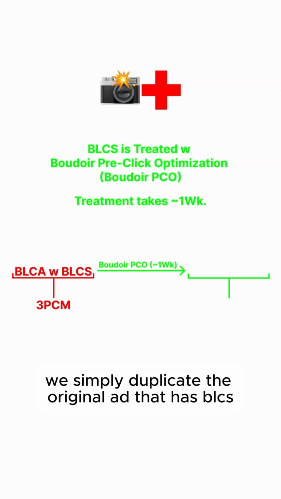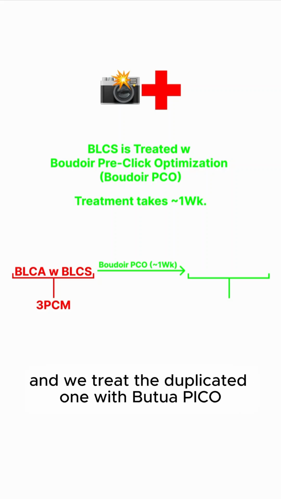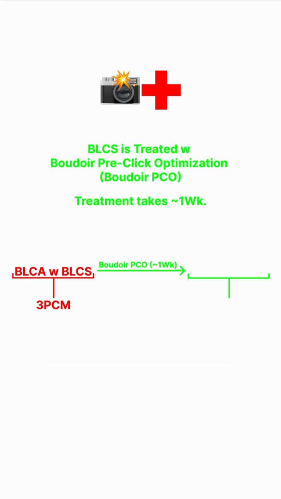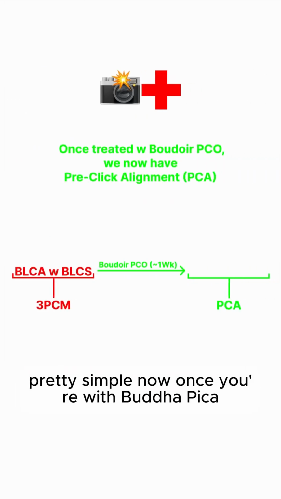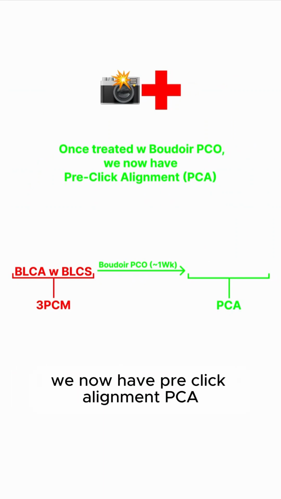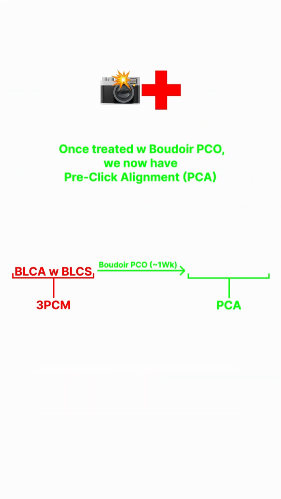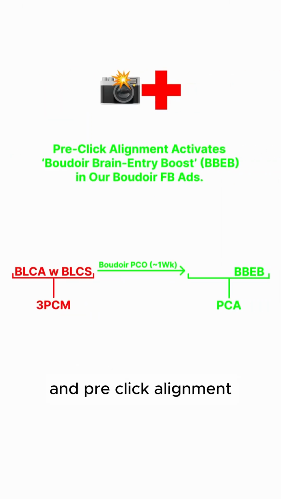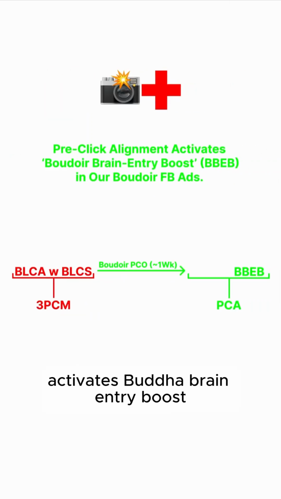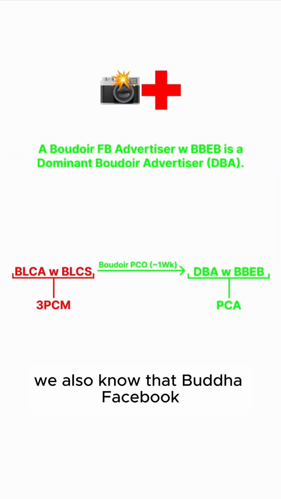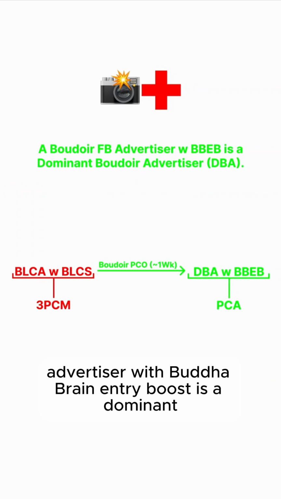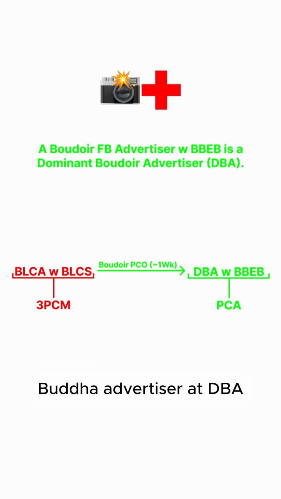We simply duplicate the original ad that has BLCS, and we treat the duplicated one with Boudoir Pico, run them in parallel, and keep whichever one running has the best metrics. Pretty simple. Now, once treated with Boudoir Pico, we now have pre-click alignment, PCA. So we get rid of the 3 pre-click mistakes, we achieve pre-click alignment. And pre-click alignment activates Boudoir brain entry boost in our Boudoir Facebook ads. Basically, we got our unique CTR all above 6%.